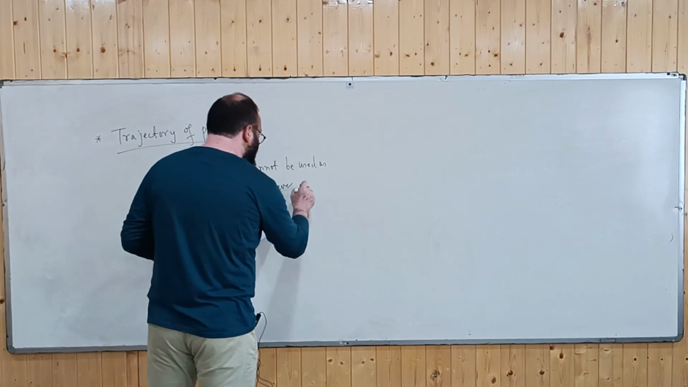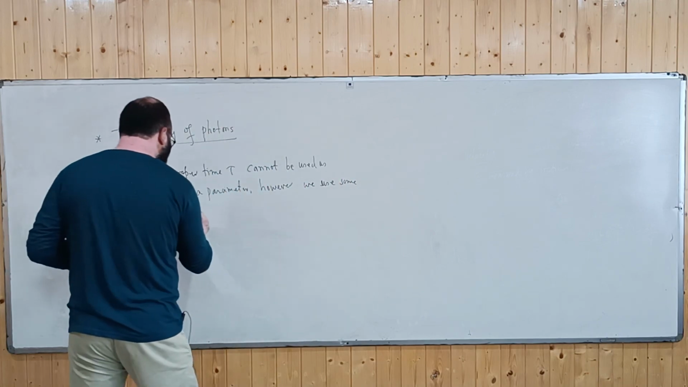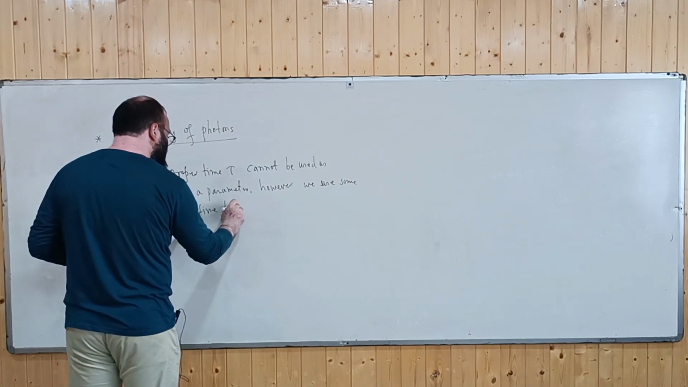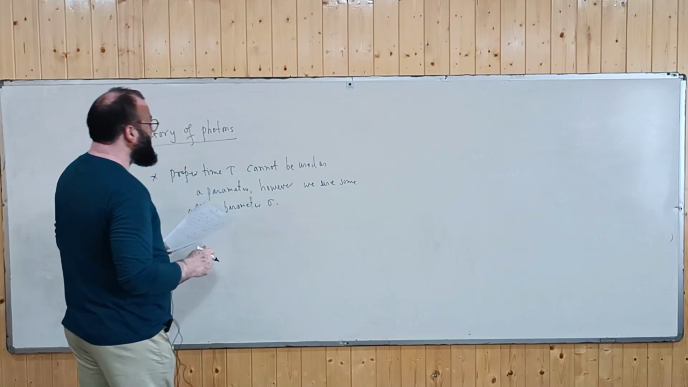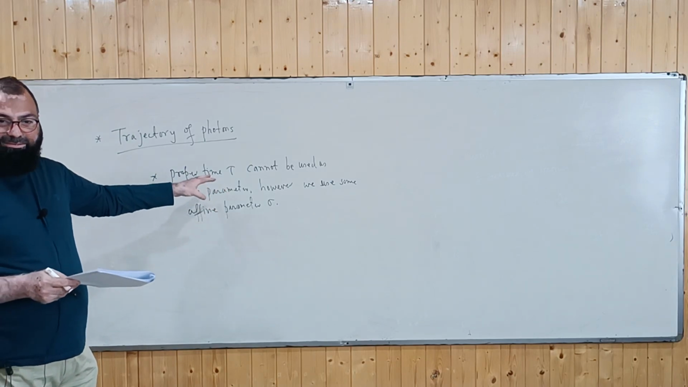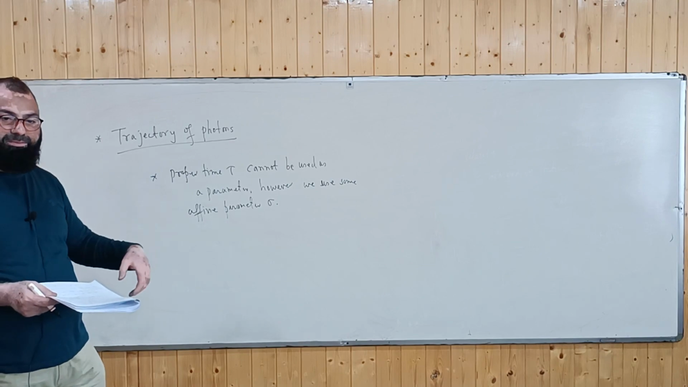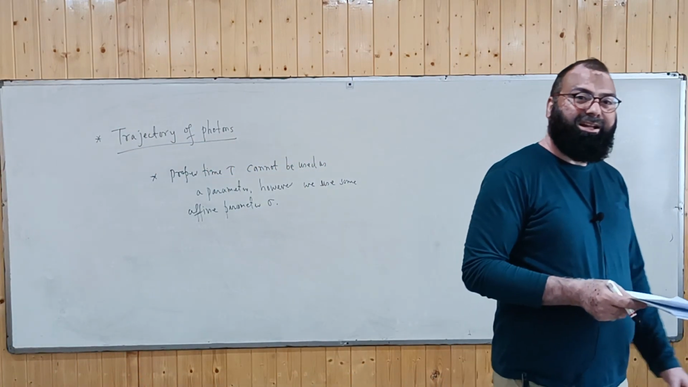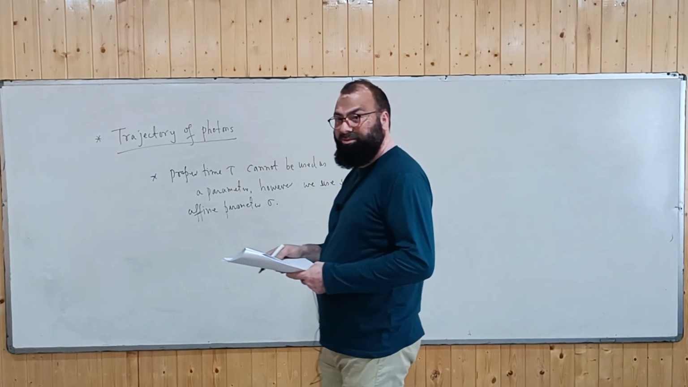However, we use some affine parameter. Can you tell me why we can't use tau as a parameter? Think over it. I have told you many times why we can't use this tau as a parameter specifying the trajectory of the photon. Look at your notes again and think why.